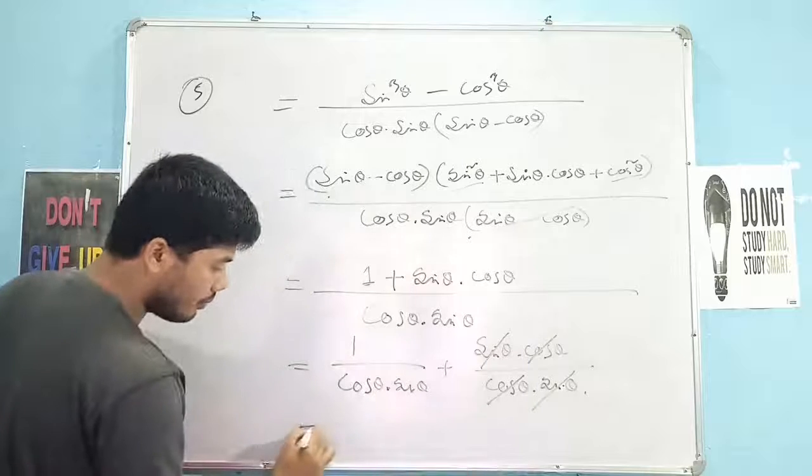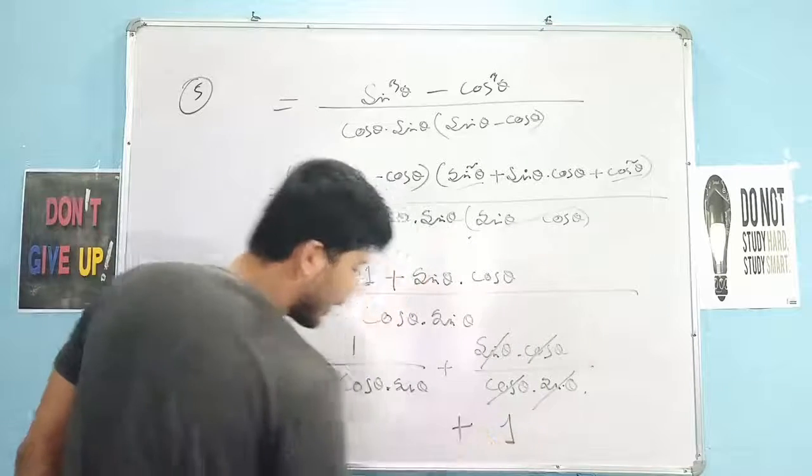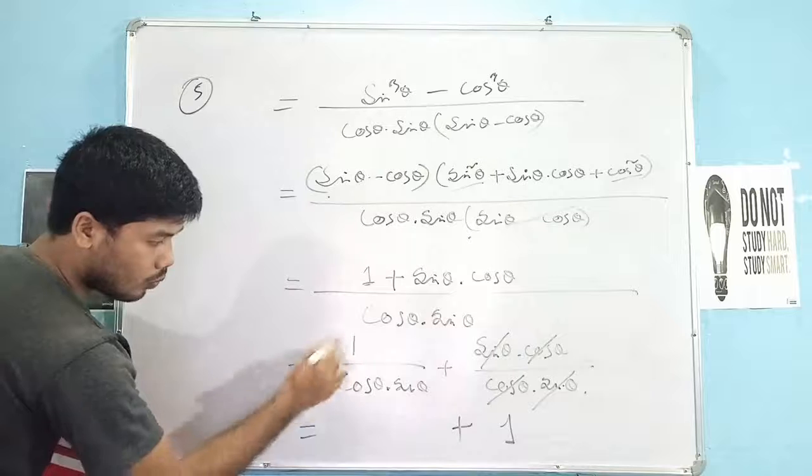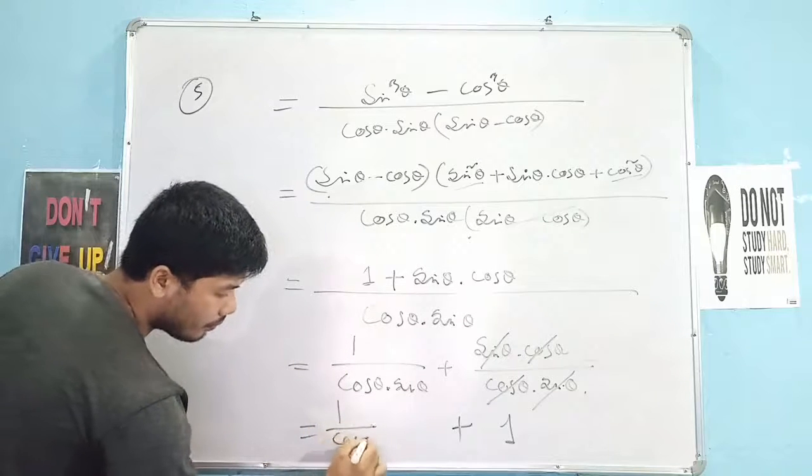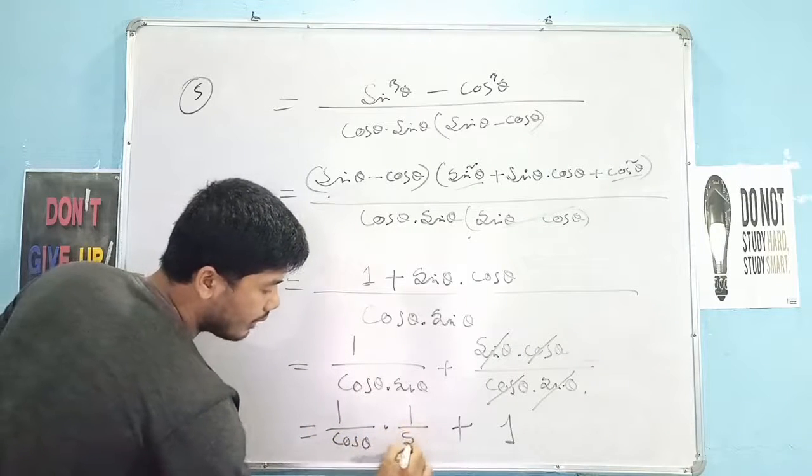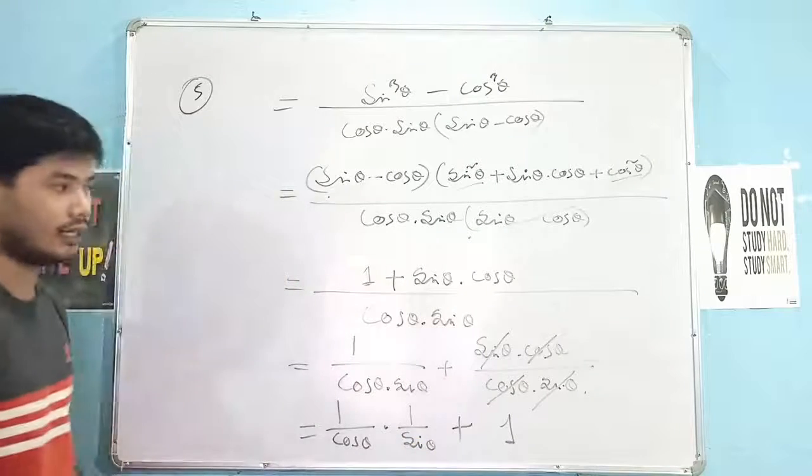So result is 1 plus 1 by cos theta into 1 by sin theta. Awesome.